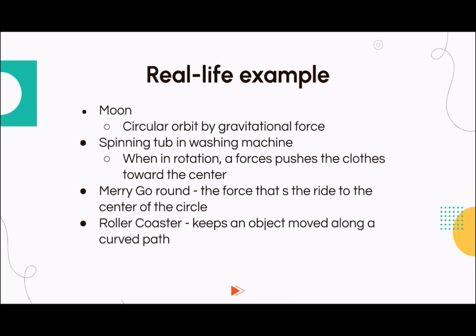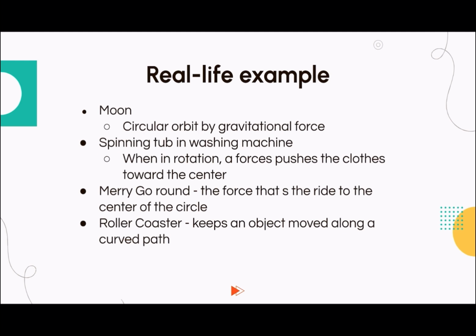Second of all, I'll be talking about the washing machine. Now, when the washing machine is in use, the drum applies a force to the clothes, pushing them towards the center, which is an example of how centripetal force is used.